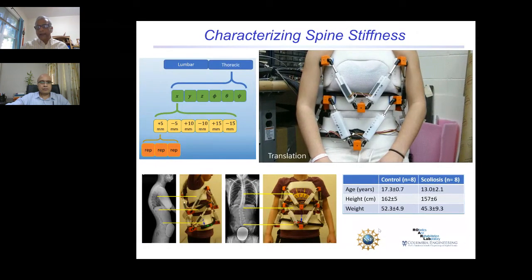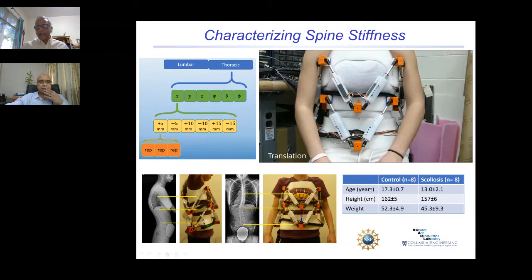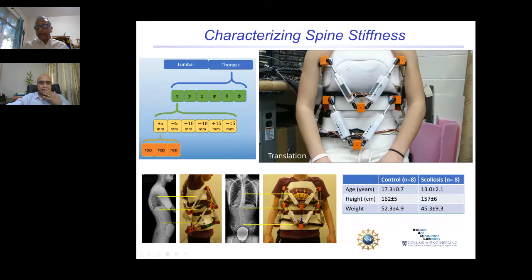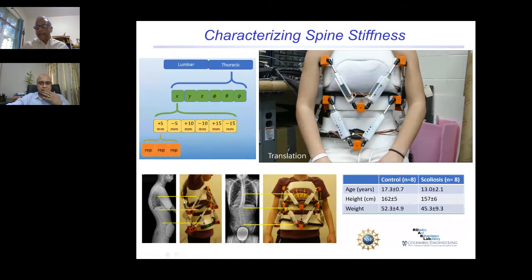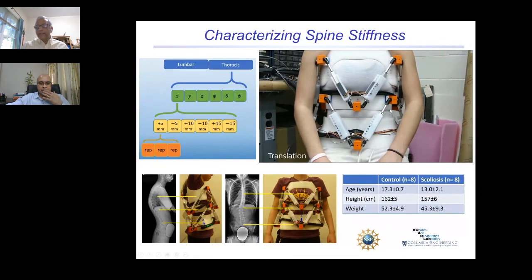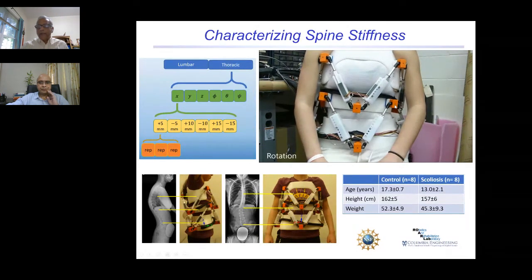So for example, this is a 3-segment device or 2-segment device. There is a pelvic segment, a mid-thoracic segment, and an upper thoracic segment. And in between, this is a parallel robot. This is a 6 degree of freedom system, which can essentially position and orient that particular segment relative to the previous segment, right?